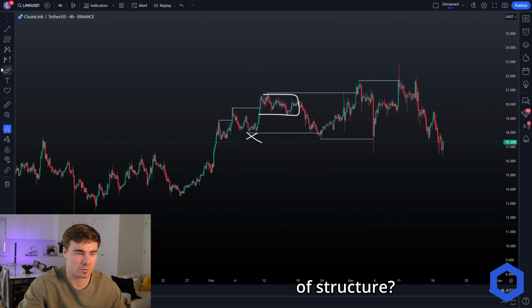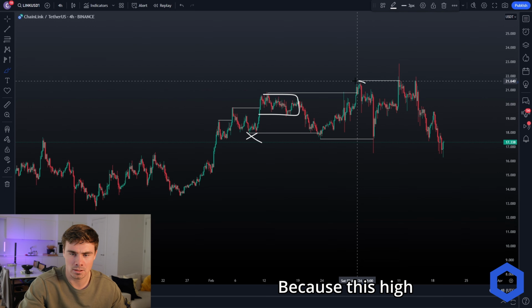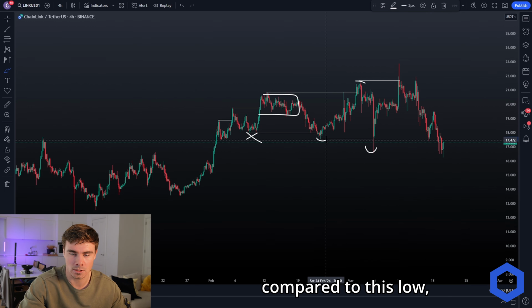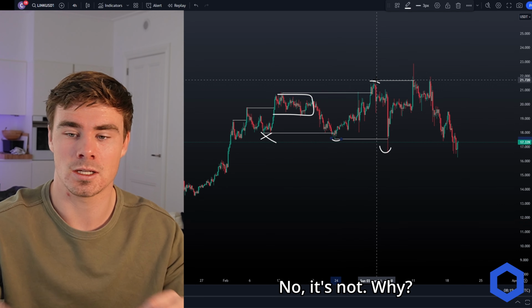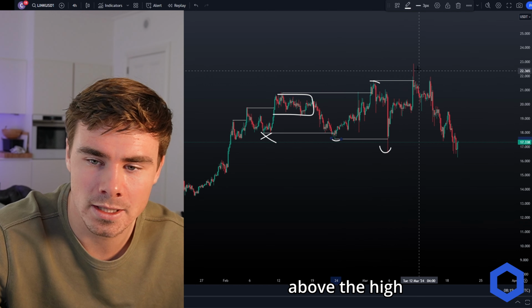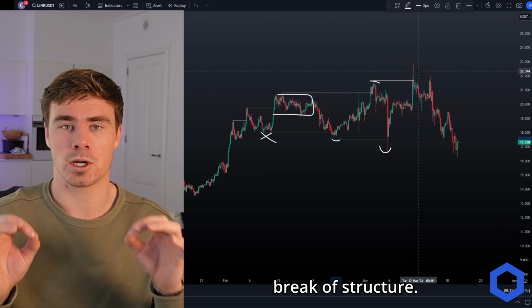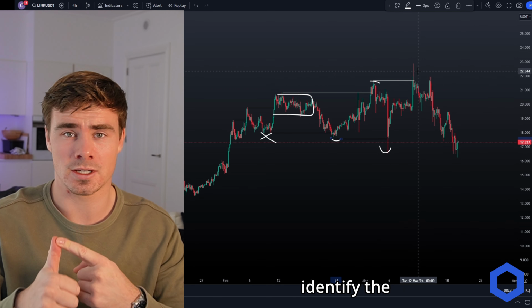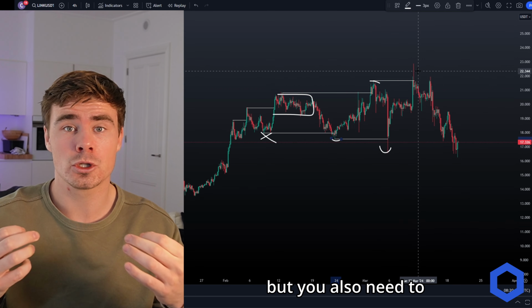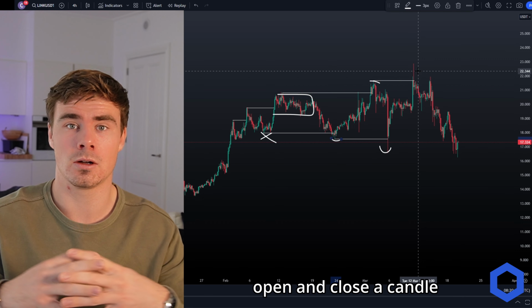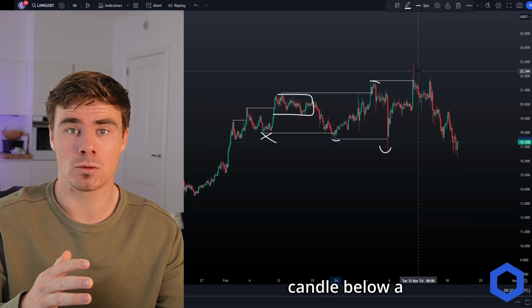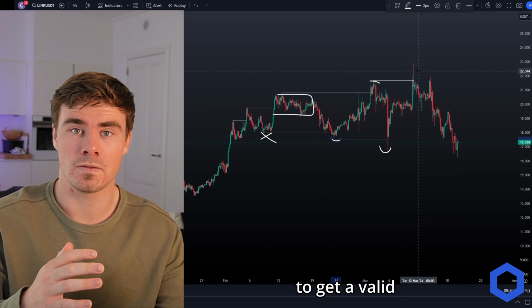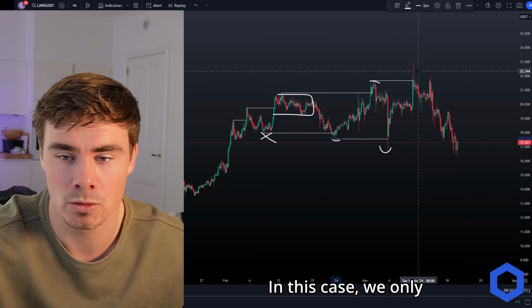Why is this a fake break of structure? Because this high did bring us to a new low compared to this low that brought us to that high. So you would say that it's a valid break of structure. No, it's not. Why? Because we only wicked above the high. In order to get a valid break of structure, first you need to identify the significant high or significant low, but you also need to open and close a candle above the significant high, or open and close the candle below a significant low to get a valid break of structure. In this case, we only wicked above.